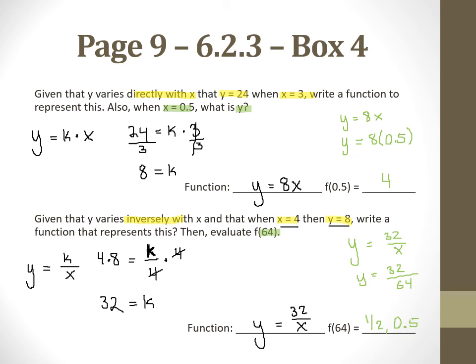And that's it for Learning Target 6.2.3. Finding a specific direct or inverse variation function, and then you might also be asked to take a different number and plug it in for x just to practice using the function that you've come up with.